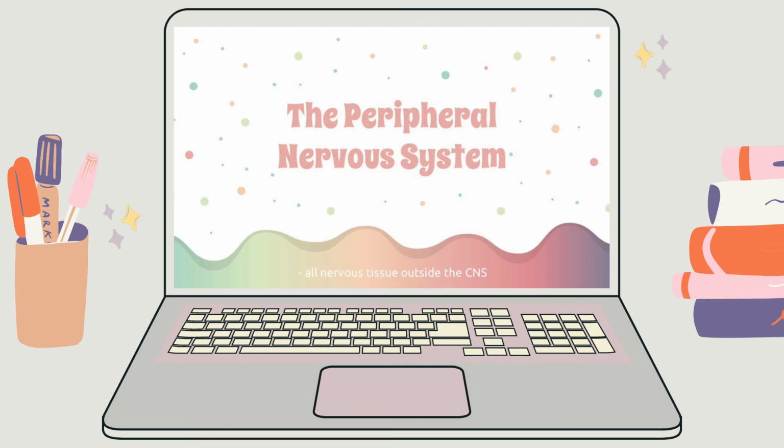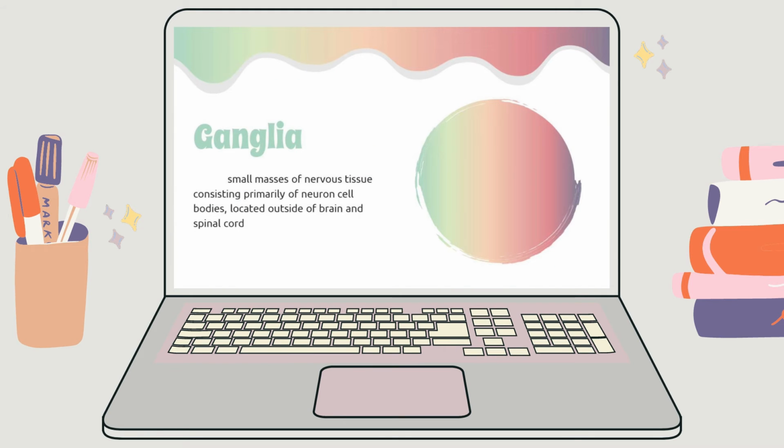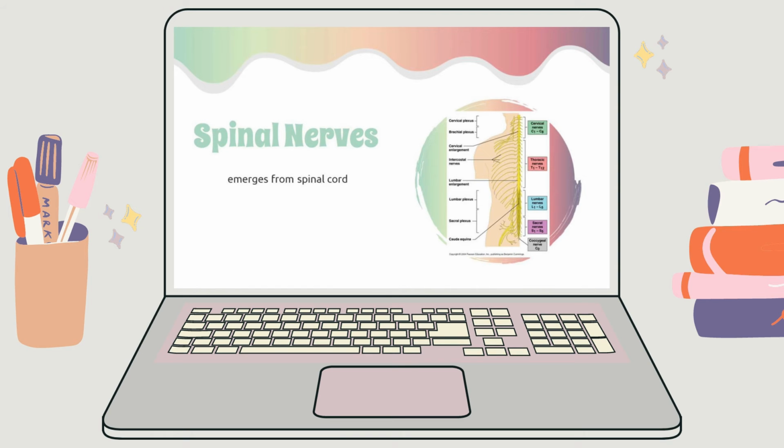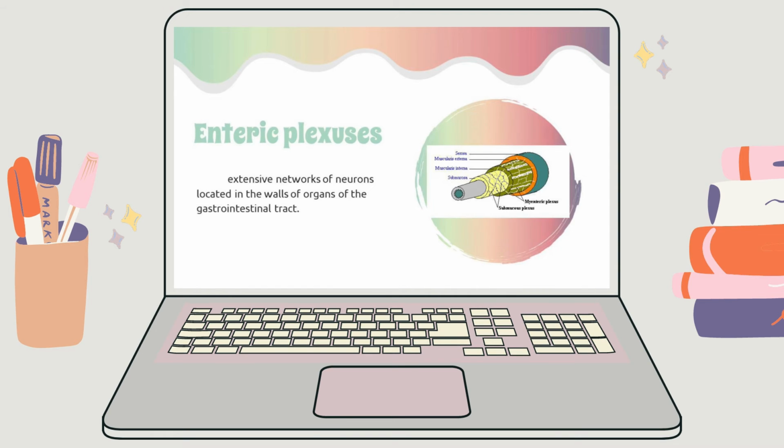The peripheral nervous system refers to all nervous tissue outside the central nervous system. The following are the structures under PNS. Ganglia, small masses of nervous tissue consisting primarily of neuron cell bodies located outside of brain and spinal cord. Cranial nerves emerge from the brain. Spinal nerves emerge from spinal cord. And enteric plexuses are extensive networks of neurons located in the walls of organs of the gastrointestinal tract.